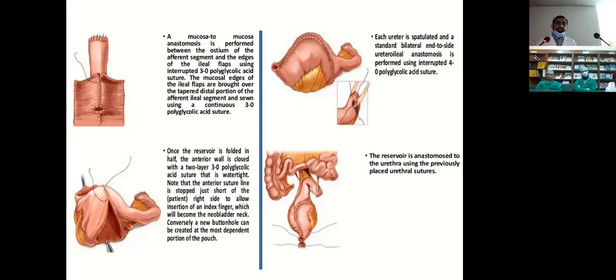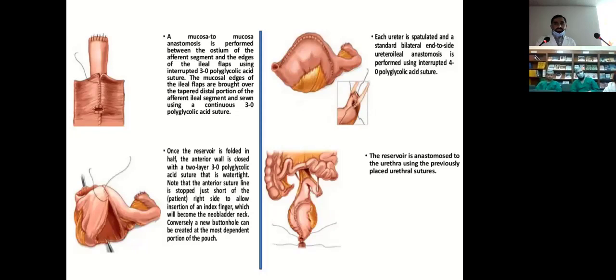Once the reservoir is folded in half, the anterior wall is closed with a two-layer 3-0 polyglycolic acid suture. That is watertight. Note the anterior suture is stopped just short of the patient's right side to allow insertion of the index finger, which will become the neobladder neck. Conversely, a new buttonhole is to be created at the most dependent portion of the pouch.